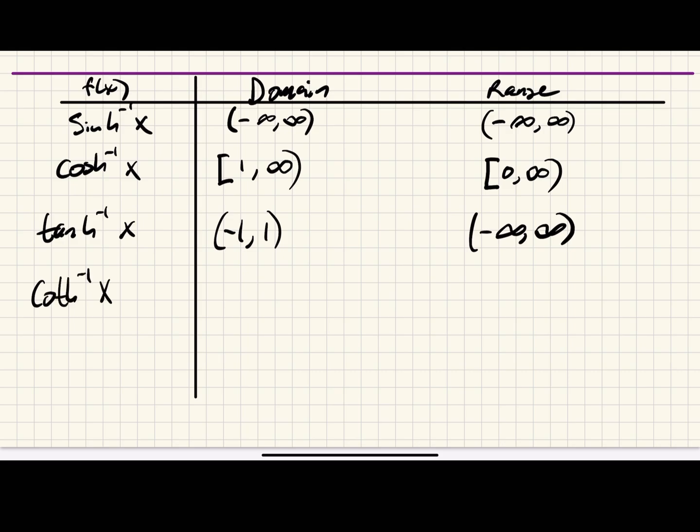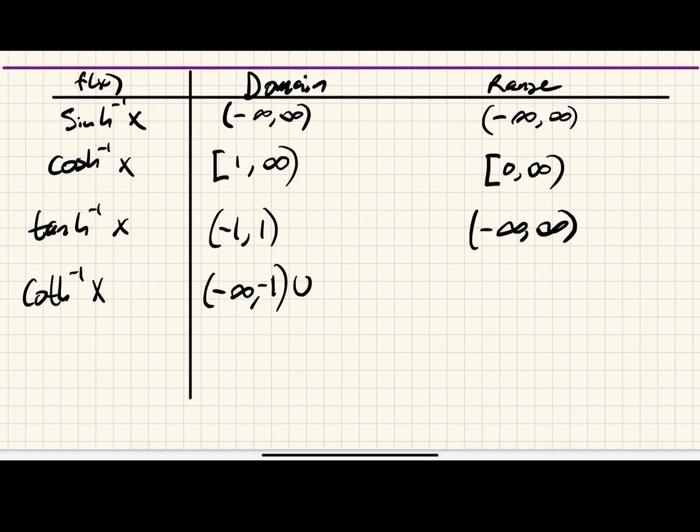So inverse cotangent has a domain that starts at negative infinity, then goes to negative 1, and then it skips some and starts back up at 1 and goes to infinity. And then its range is going to be minus infinity to 0, and then it's just going to skip 0. That's all it's going to skip.